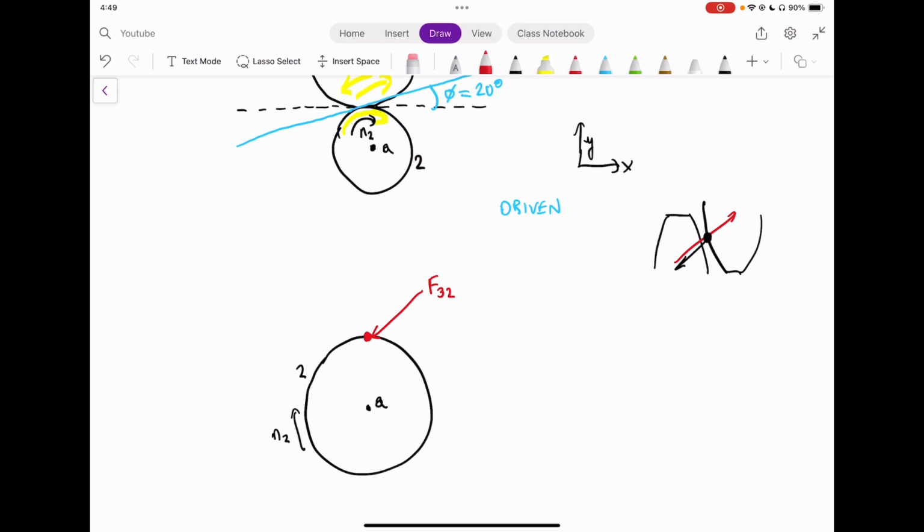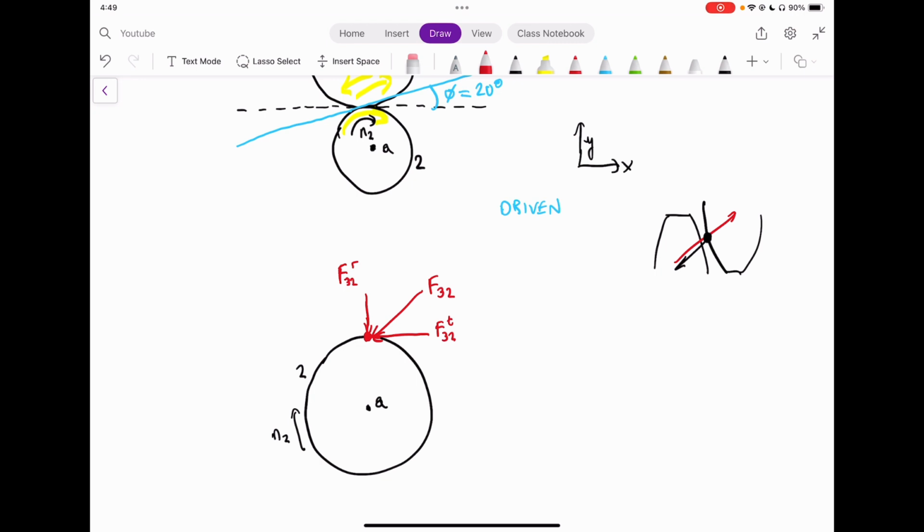Okay, I'm exaggerating the degrees just so that it's easier to read, but essentially it would be at the 20 degrees. And this force has 2 components that we can add. So it's going to have a component in the x direction, which is going to be F32 tangent. Okay, that's a tangential component of the force compared to our circle. And it's also going to have a radial component, which is going to be F32R.